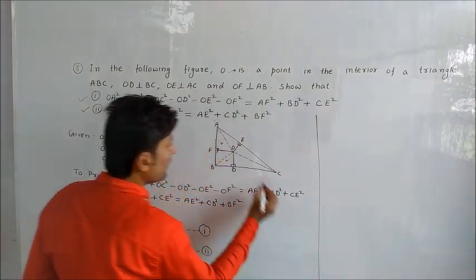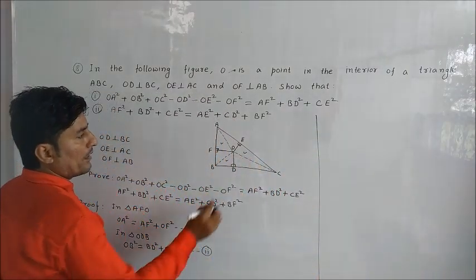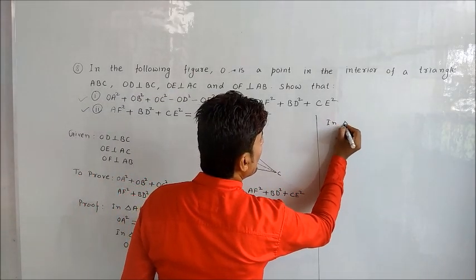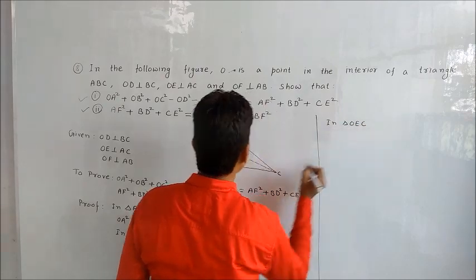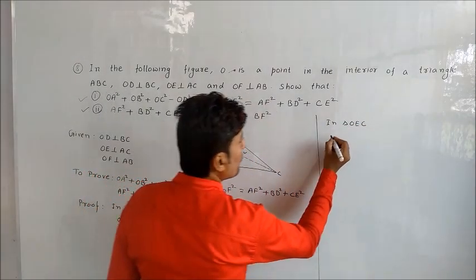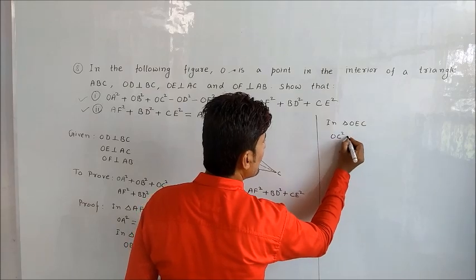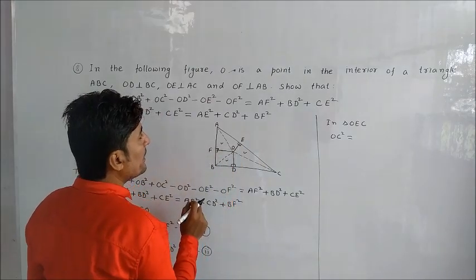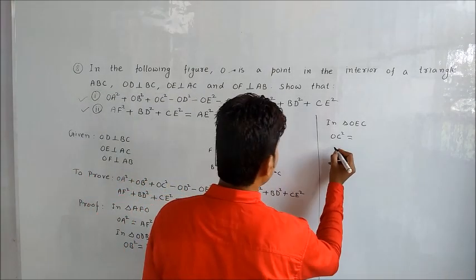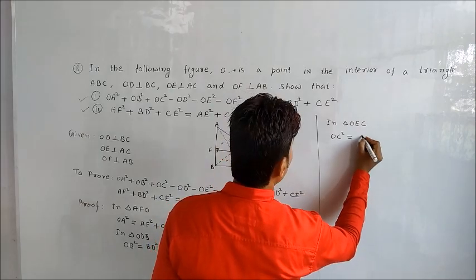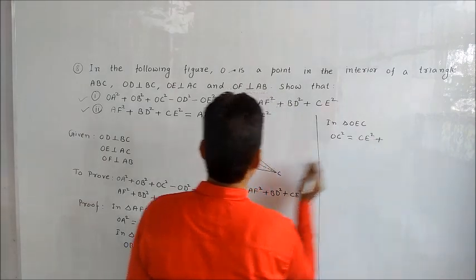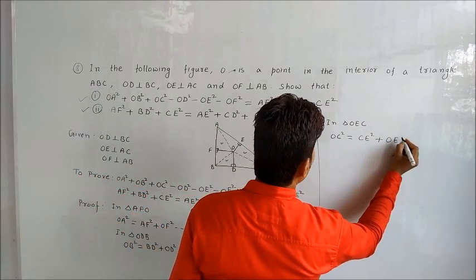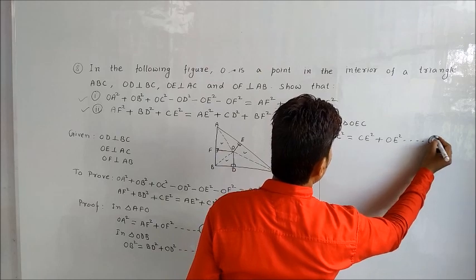After that, we will consider this third triangle, triangle OEC. OC is the hypotenuse of this triangle, so OC square will be equal to CE square plus OE square. This can be taken as equation number 3.